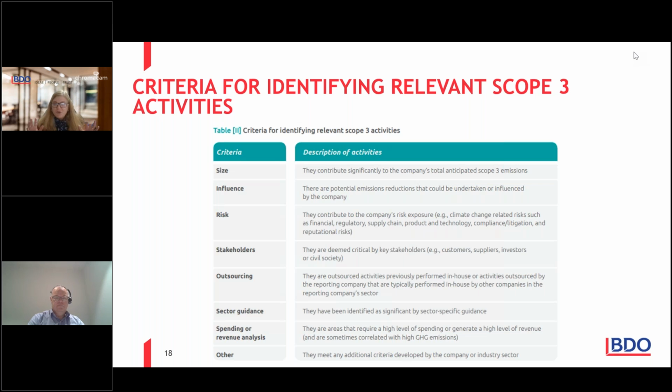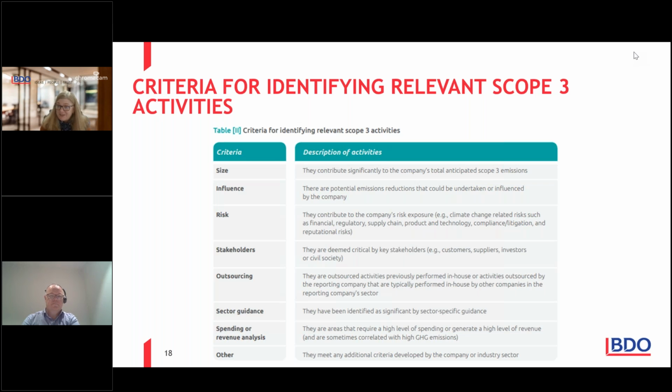So we cannot look at all 15 categories to the same degree. And there's a table in the document saying this is the criteria to consider. And this is judgment. And the important thing, as soon as you apply your judgment, similar to accounting, is to document the judgment. So the auditors can have a look at it, of course, but also that you can include it in your disclosures. So the things to think about is the size.